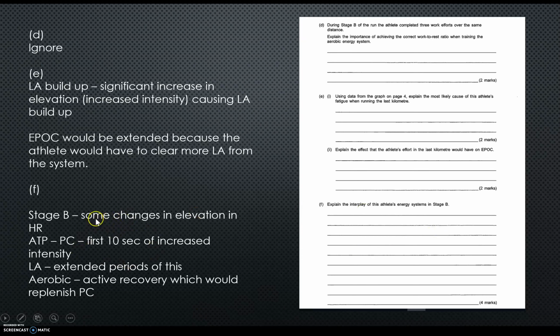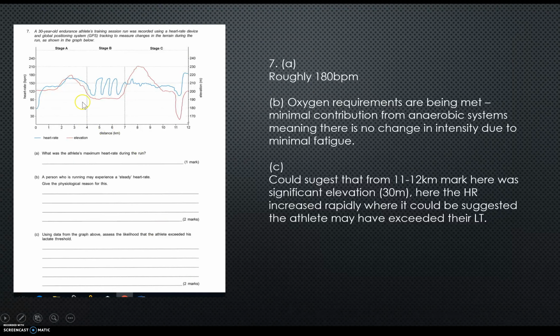I'm just saying that at stage B, with some changes in elevation, you might have had your PC system working in that initial phase, then lactic acid as you're showing increased intensity. They might have been chasing a pack or something like that, because the elevation is not there, but during these lower phases here, the active recovery may have been happening.